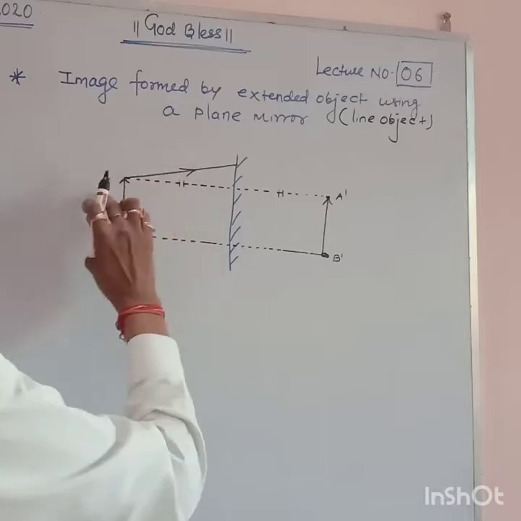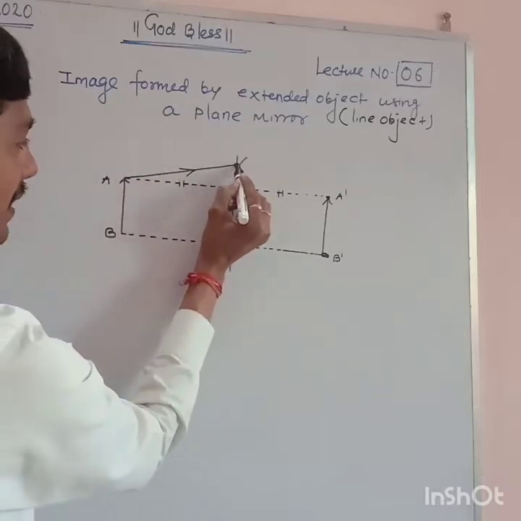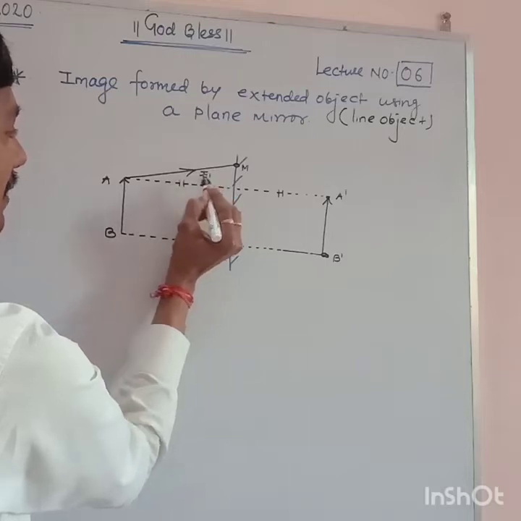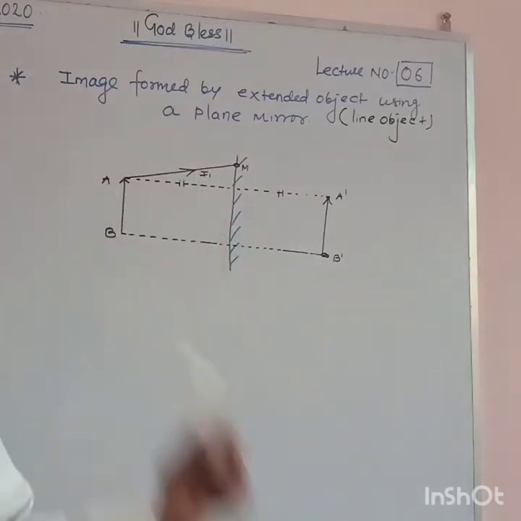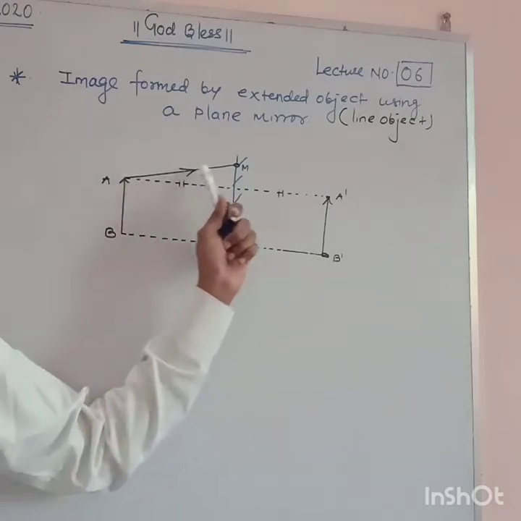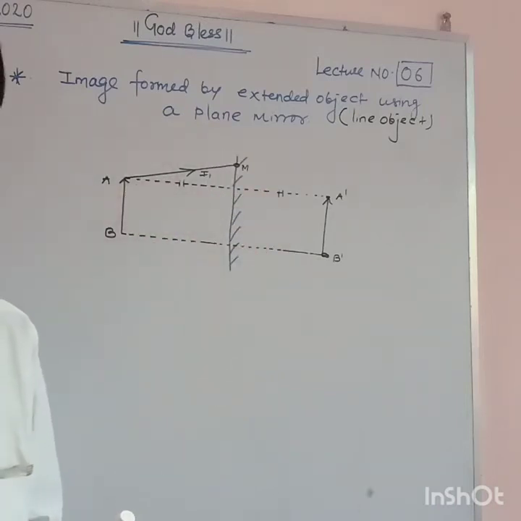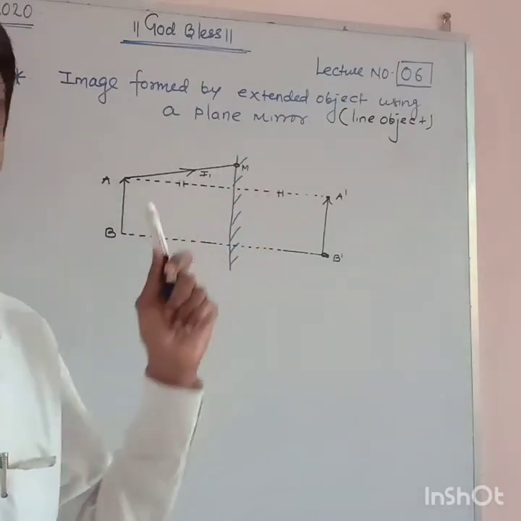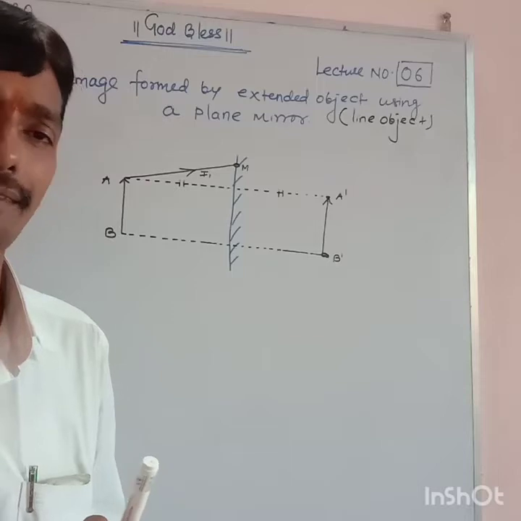So this is the incident ray and let it be incident at point M. I will name this the first incident ray, denoted by I1. You all know this is the incident ray. Of course, I want three rays: one is the incident ray, the other is a normal ray, and the third is the refracted ray.